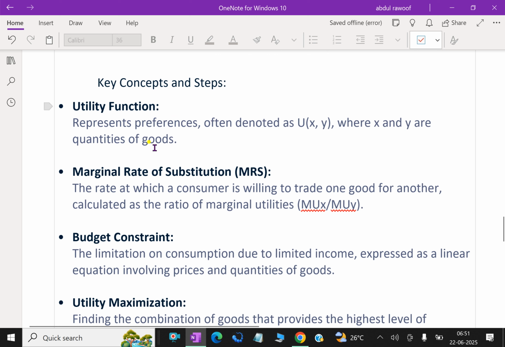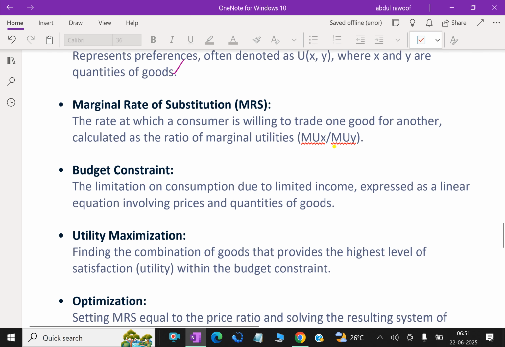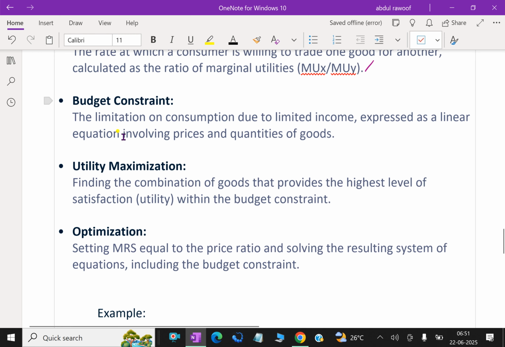The utility function represents the preferences, often denoted by u of x comma y, where x and y are quantities of goods. Marginal rate of substitution, MRS: the rate at which the consumer is willing to trade one good for another, calculated as the ratio of marginal utilities, that is MUx over MUy. Budget constraint: the limitation on consumption due to limited income, expressed as a linear equation involving prices and quantities of goods.